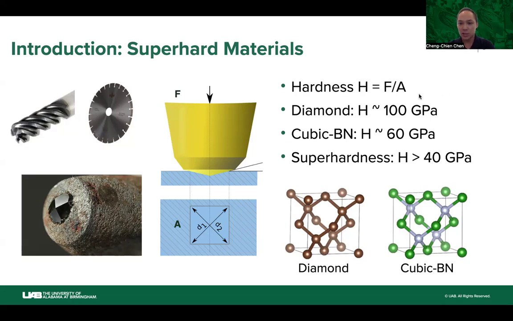At ambient condition, cubic diamond is the hardest material with a hardness of about 100 GPa. But its application can be more limited because of size and cost, and also its performance can degrade under high temperature or humid environments. Other possible superhard materials include, for example, cubic boron nitride, with hardness about 60 GPa. The crystal structure is shown here. And nowadays we define a material to be superhard when the hardness value is larger than 40 GPa.